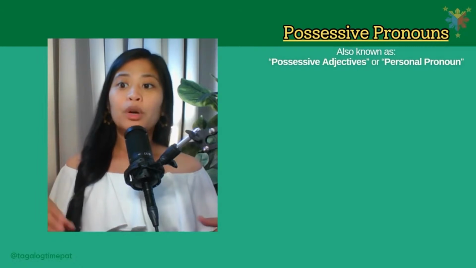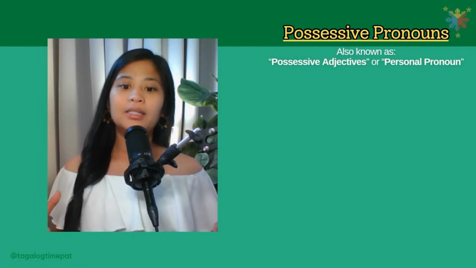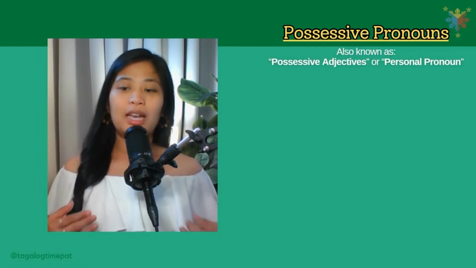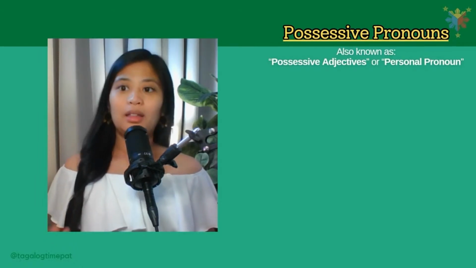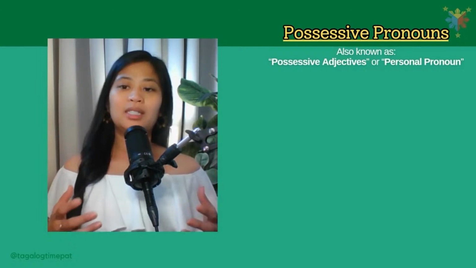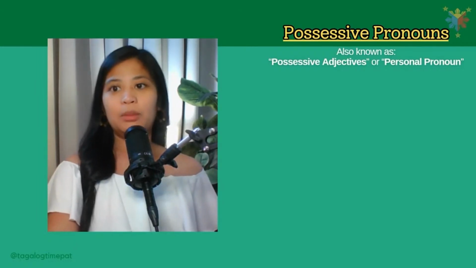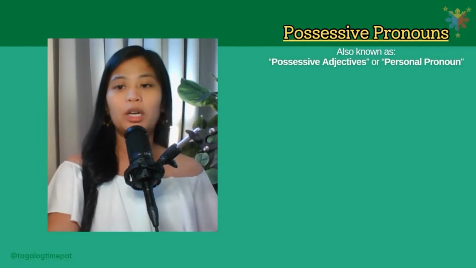And then same with personal pronoun. A pronoun means it's something that is replacing the noun. So if I were to say I am sweeping, ko is that pronoun since it's meaning I. Okay, so these are the different names for possessive pronoun depending on what type of resource you're using.